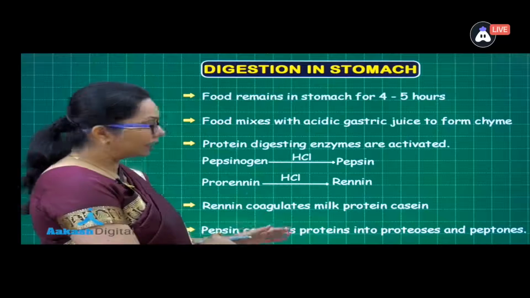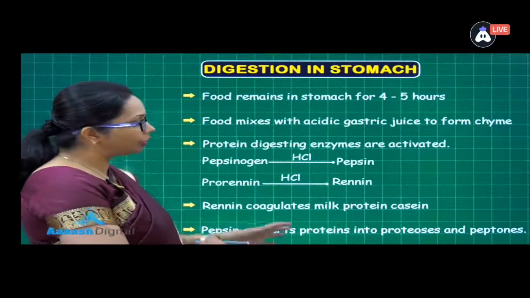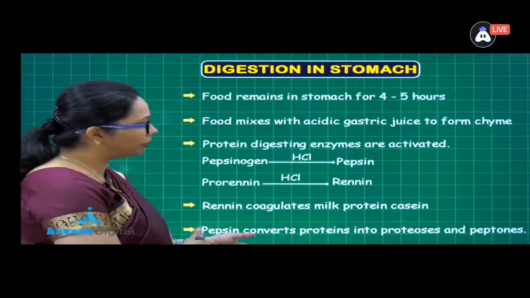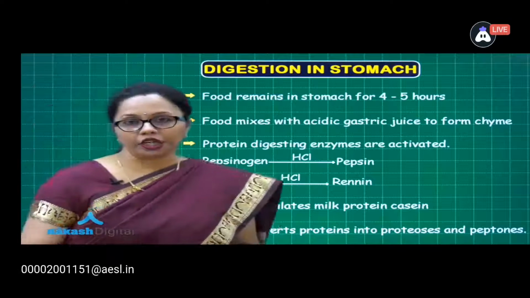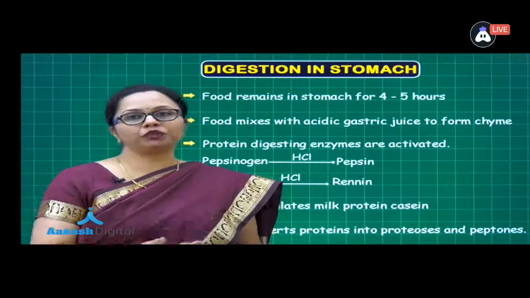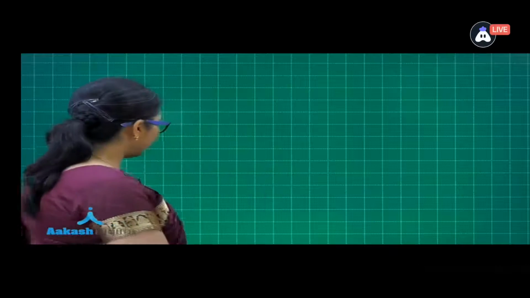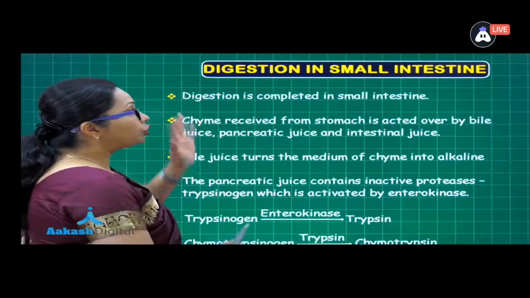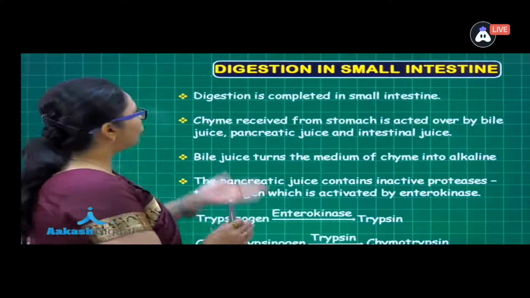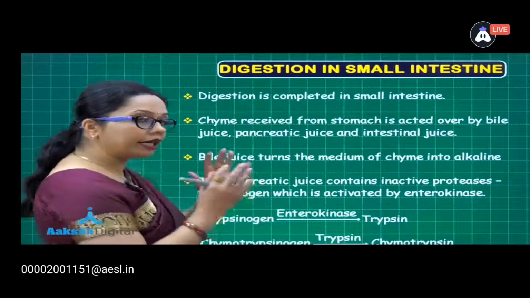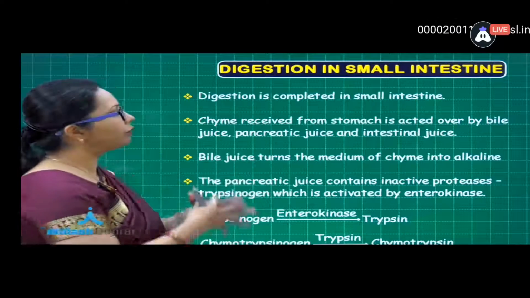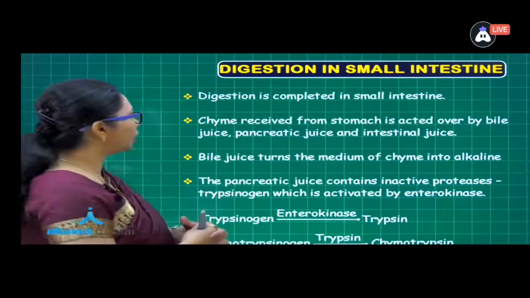Now from the stomach, this acidic chyme with partially digested proteins will be passing on to the next part of the alimentary canal, that is the small intestine. So next let us see what happens in the small intestine. The digestion that takes place in the small intestine, we can just list it out here. Now the small intestine is the largest portion as we know, and here the digestion is completed, and after digestion the end products will be maximally absorbed also from the small intestine.